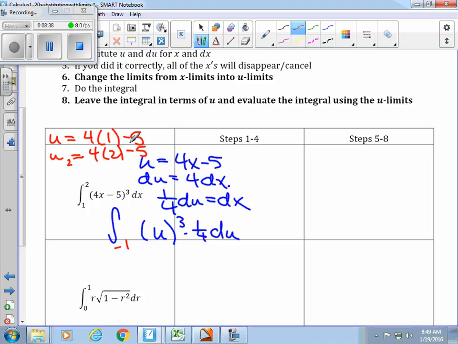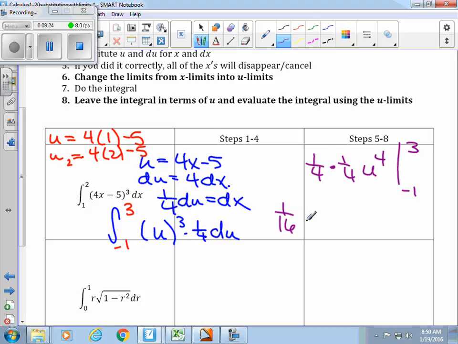You will never show this again, this red part, and that's for your note-taking purposes, but you'll do that in your head, right? 8 minus 5, which is 3. Do the antiderivative. Don't change it back. You don't have to. Because we have successfully changed the limits to be u limits, I don't have to substitute x back in. I'm looking for a number answer. I can find a number answer here.